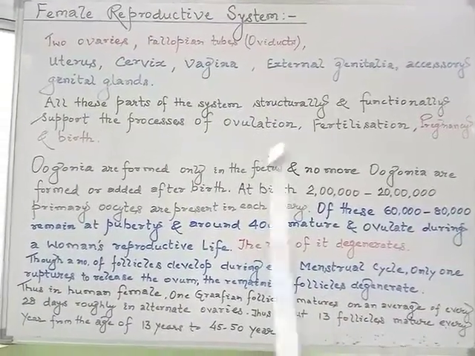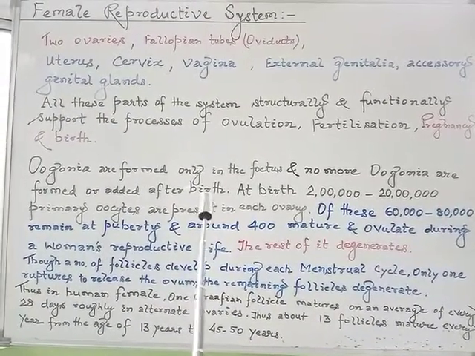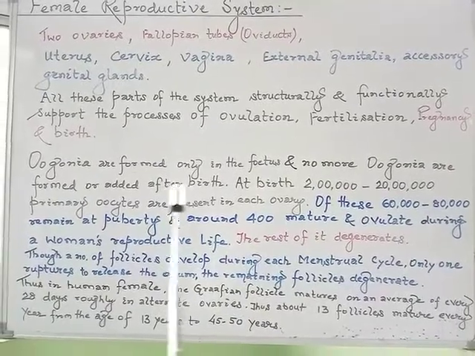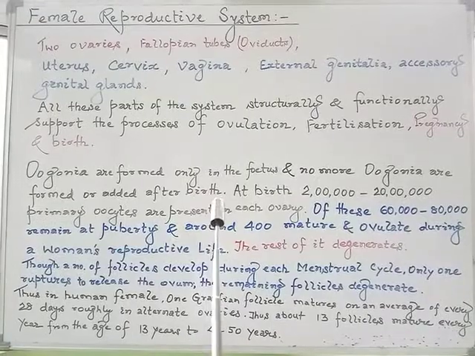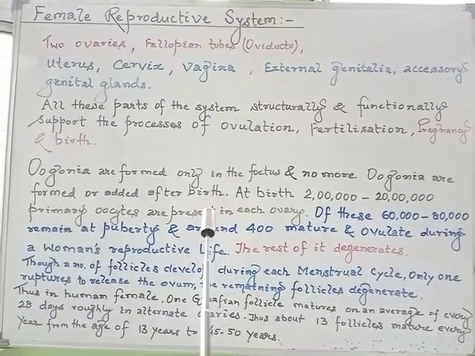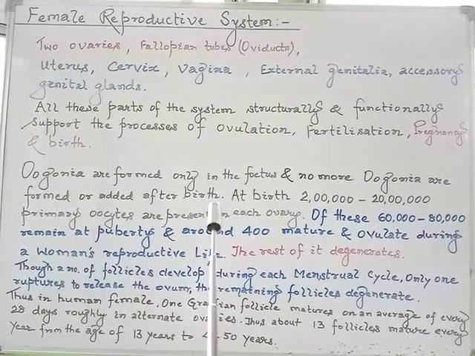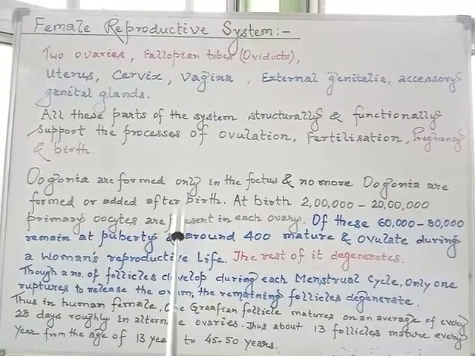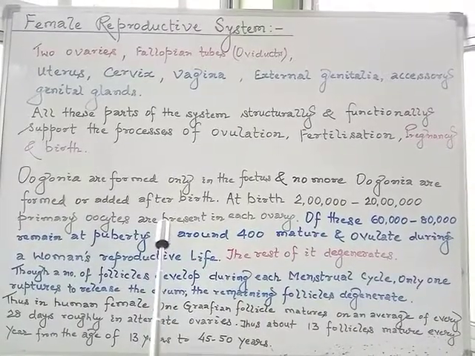So, one more important fact regarding the oogonia, which are formed only in the fetus, and no more oogonia are formed or added after birth. Means, after attaining the age of puberty, the ovaries release the mature ovum, which are derived from the process of oogenesis, and they are already being formed when they were in their fetal stage.